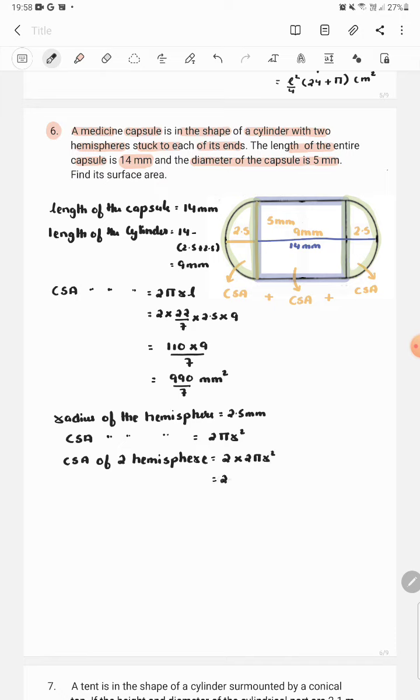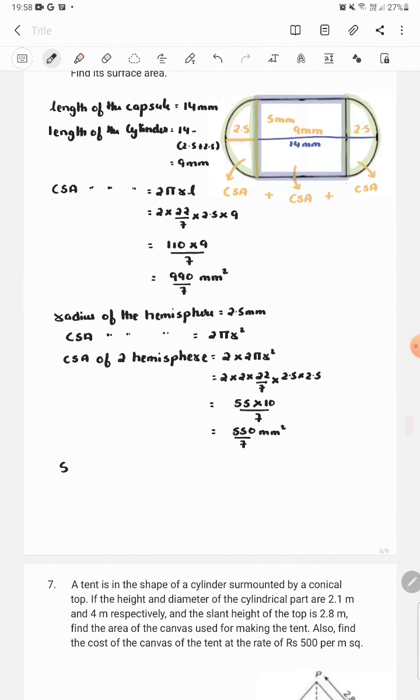So here this will become 2 multiplied by 2 multiplied by 22/7 multiplied by 2.5 multiplied by 2.5. This will become 2.5 multiplied by, this will become 55 multiplied by 55, this will become 55 to 10 by 7, it will become 550/7 millimeter square.